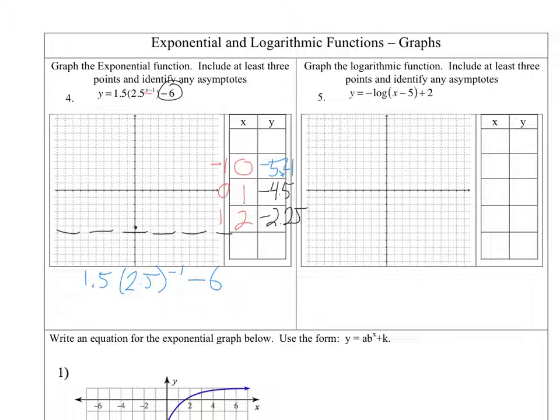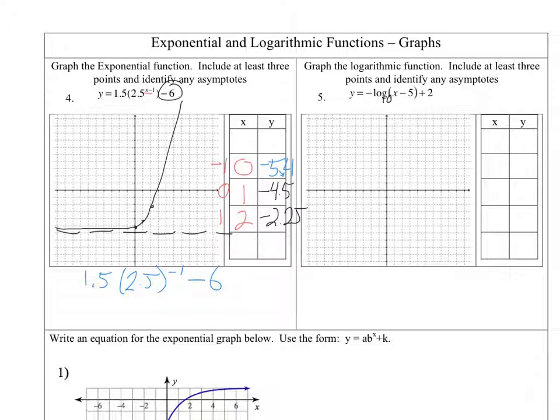0, negative 5.4. 1, negative 4.5. And 2, negative 2.25. My graph should look something like this. For the log function, we're going to have to take a second to convert this to exponential. I'd like to remind us that this is log base 10. This is a common log if we don't see the base written there. And in setting this up, we're going to convert this to exponential first.